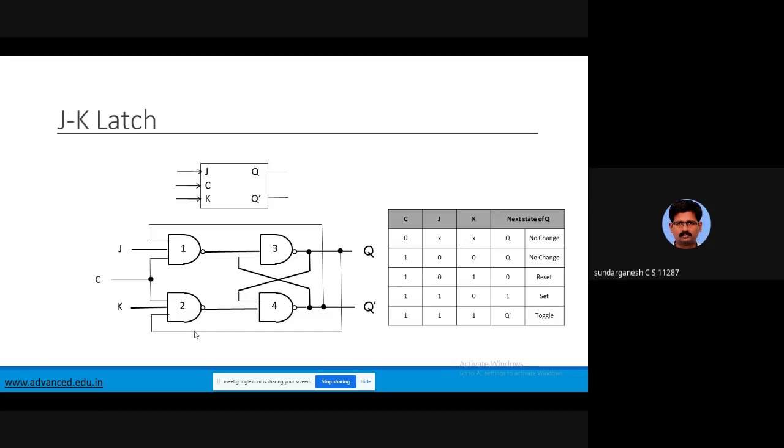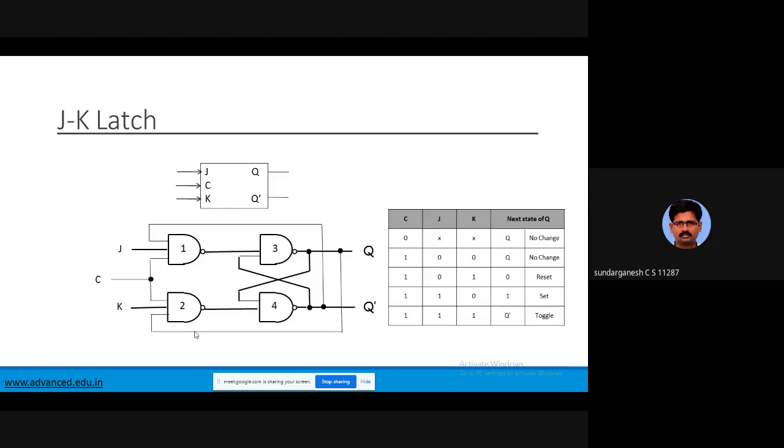So next one is the JK latch. In the JK latch, another connection is given. We are using 4 NAND gates. The third and fourth NAND gates have the same connection. In the first NAND gate Q bar is taken, and similarly Q is taken in the second NAND gate. We are changing the inputs S and R to J and K.